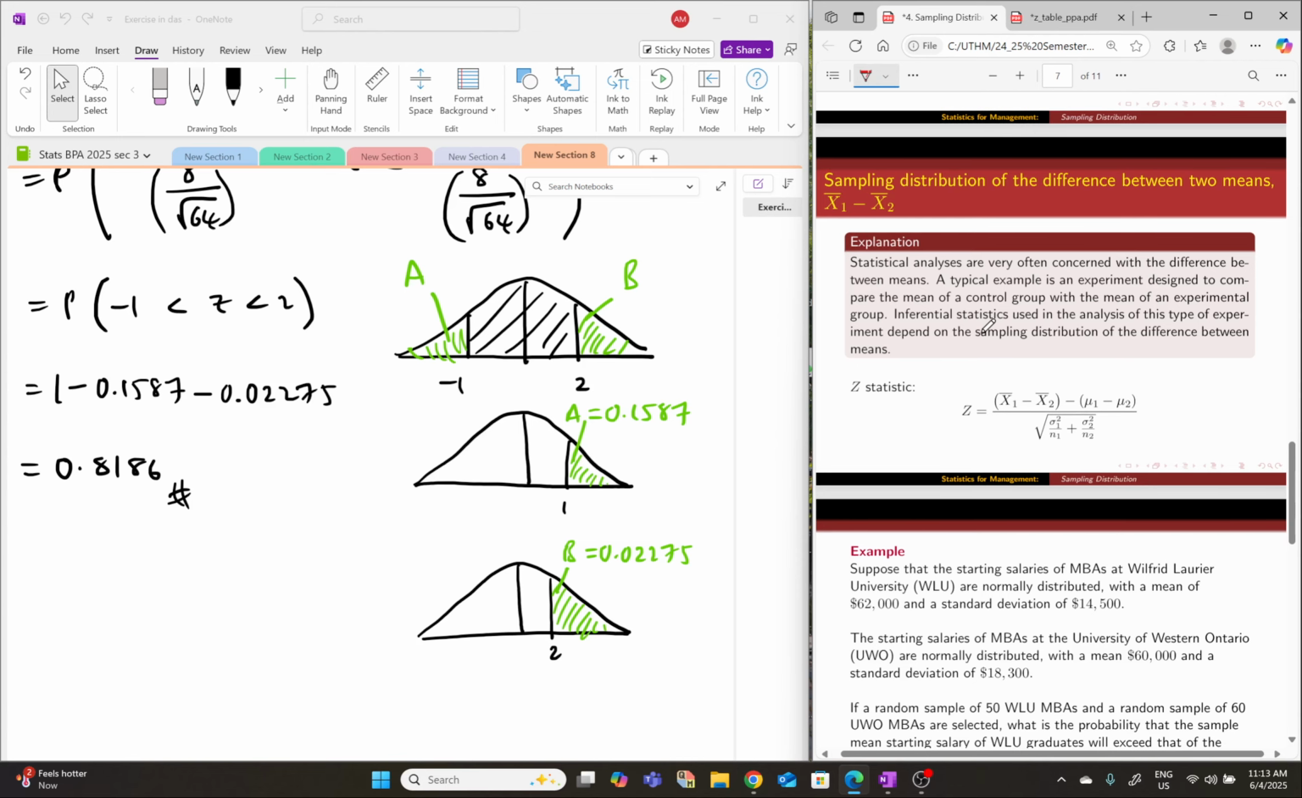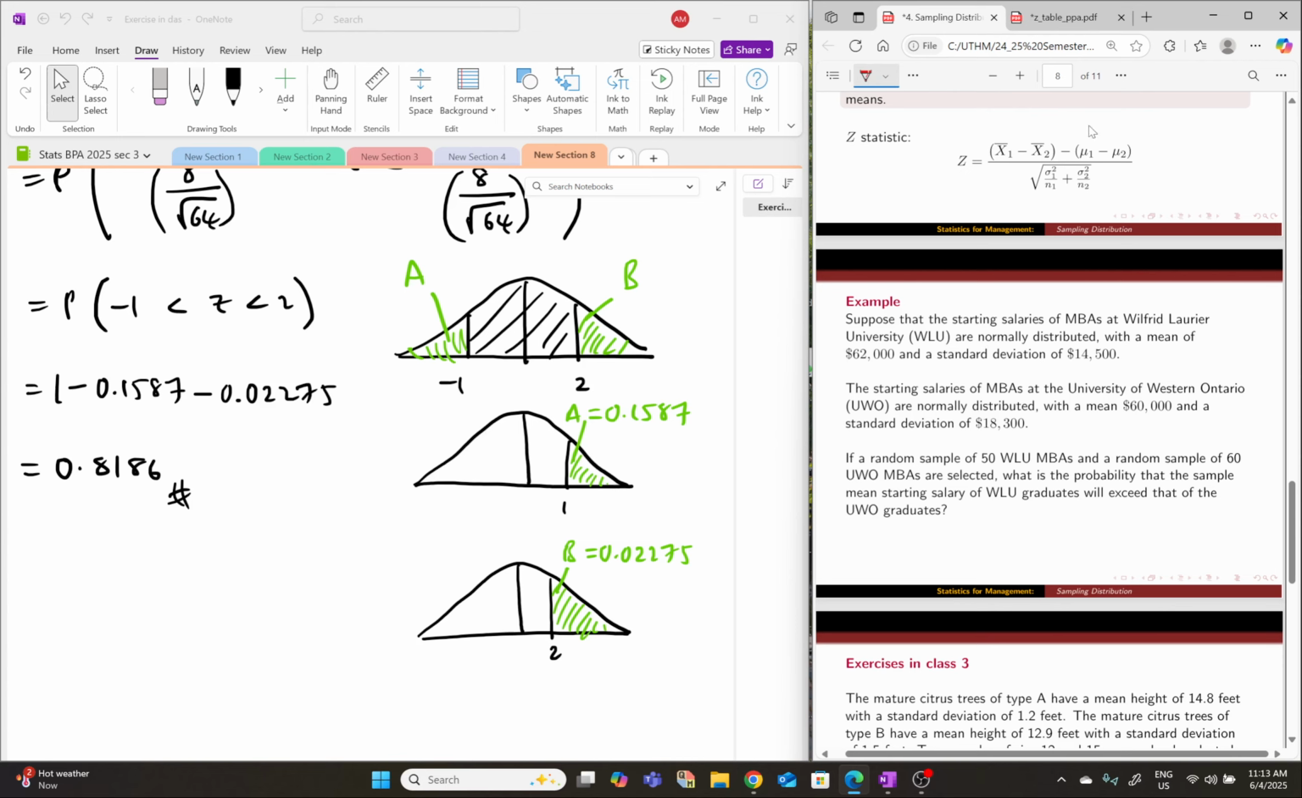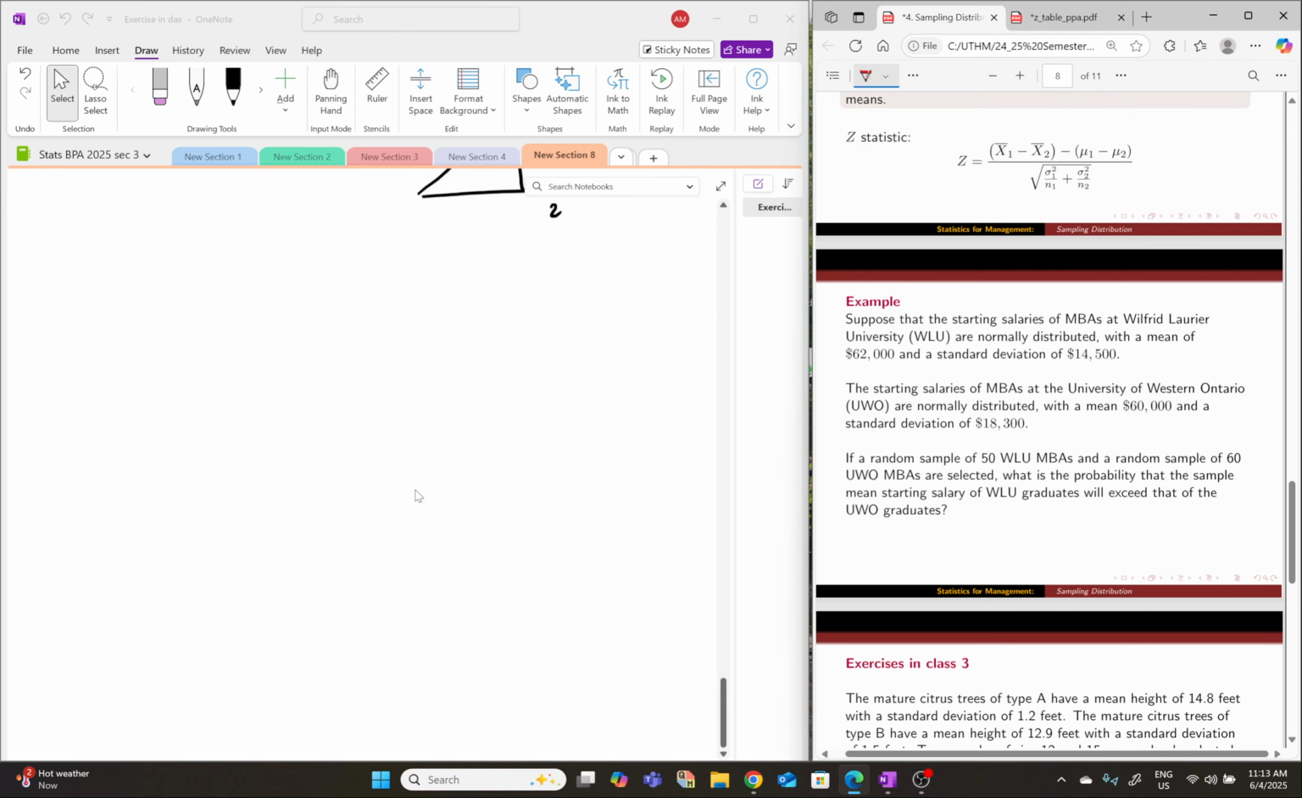Sampling distribution of differences between two means. Okay. Now the next type of question is we're going to find the probability in differences of two means. This is the normalization formula, I have given here. Instead of looking at this formula here, let us try to do example 3 now.